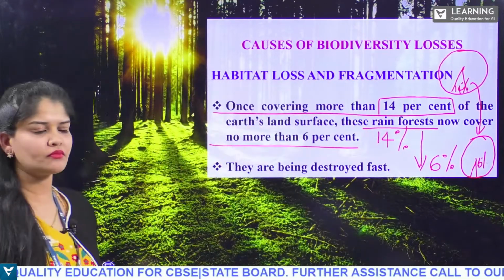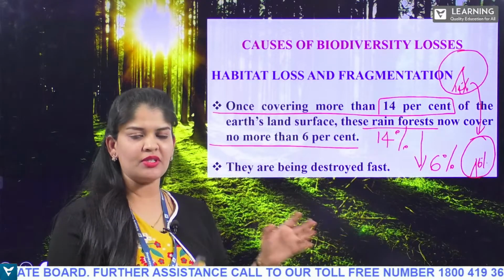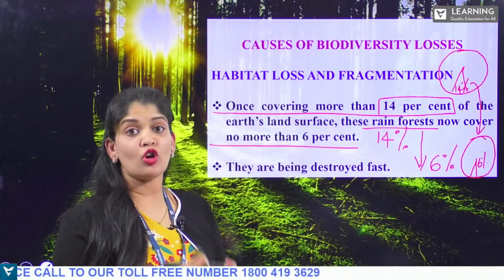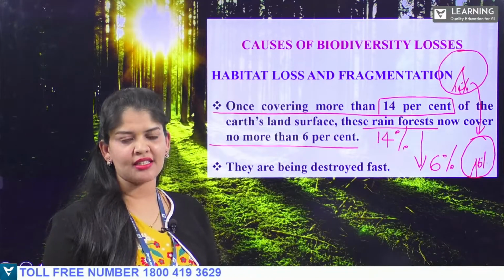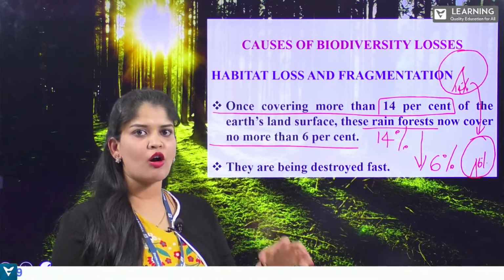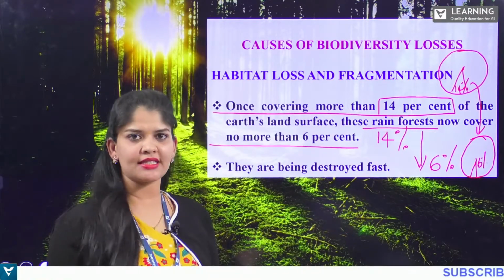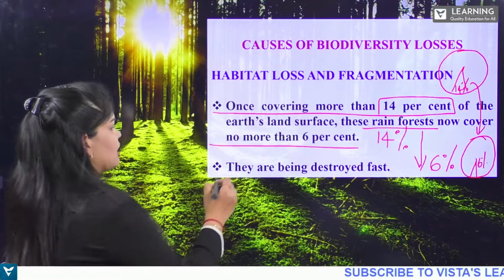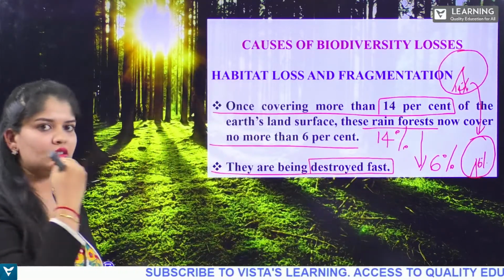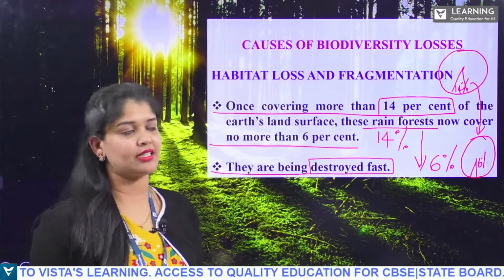So this loss in habitat, the example here is the tropical rainforest. We have lost the tropical rainforest, such that the plants, animals and living organisms which are well adapted to this tropical rainforest also become extinct. They are being destroyed fast, and the rate at which these extinctions are happening is very, very fast.